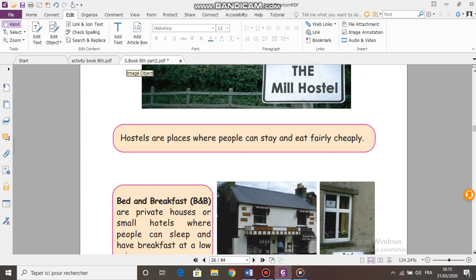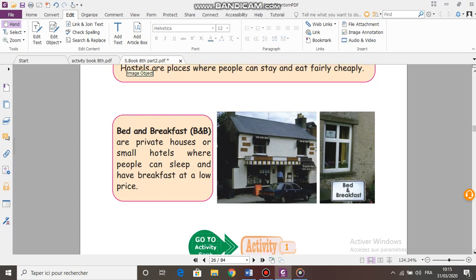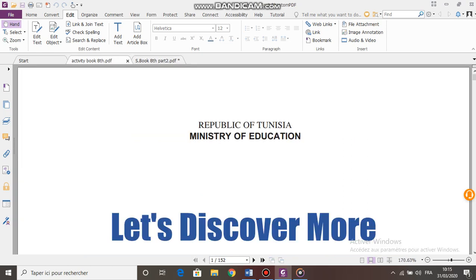Then let's move to the fourth picture. We have here bed and breakfast, or B&B as we call them. These are private houses or small hotels where people can sleep and have breakfast at a low price. So this is not expensive at all, and we can say that this accommodation is cheap. So we move to your activity book to fill in the blanks.